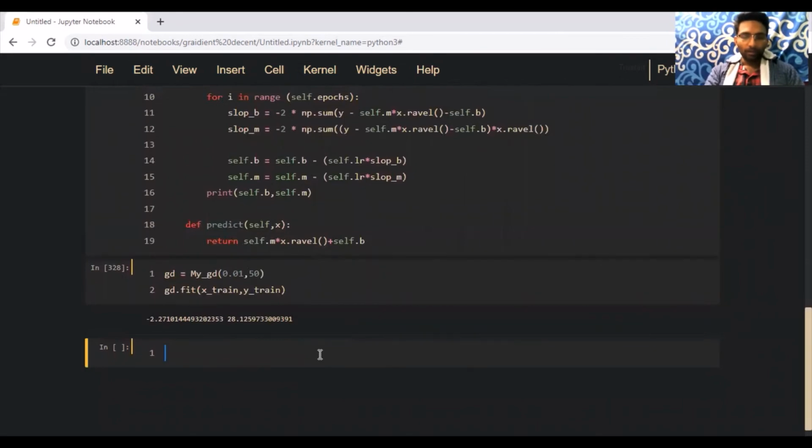We can also check the R2 score here. You can take y predict equal to my GD dot predict. Here I will take x test, and we can calculate the R2 score on y test, comma y predict.